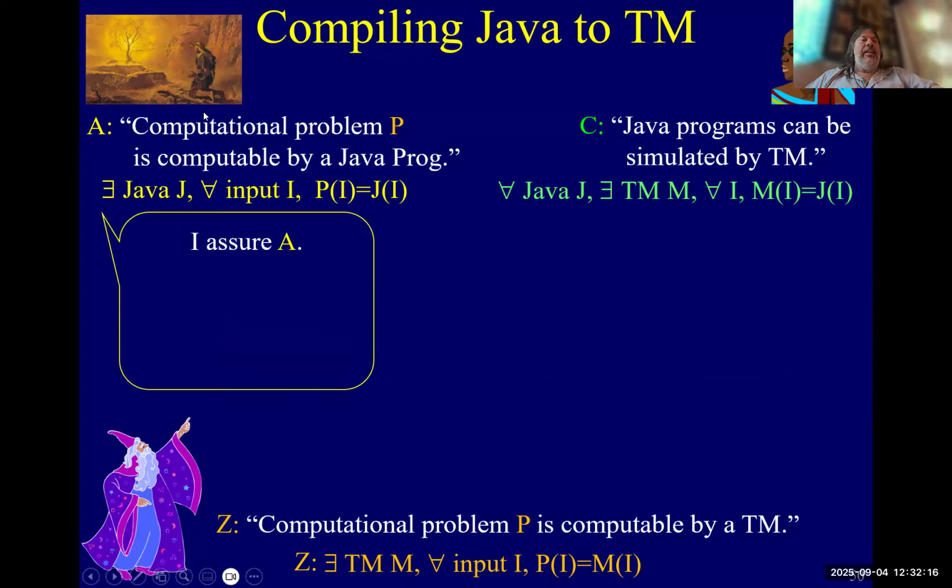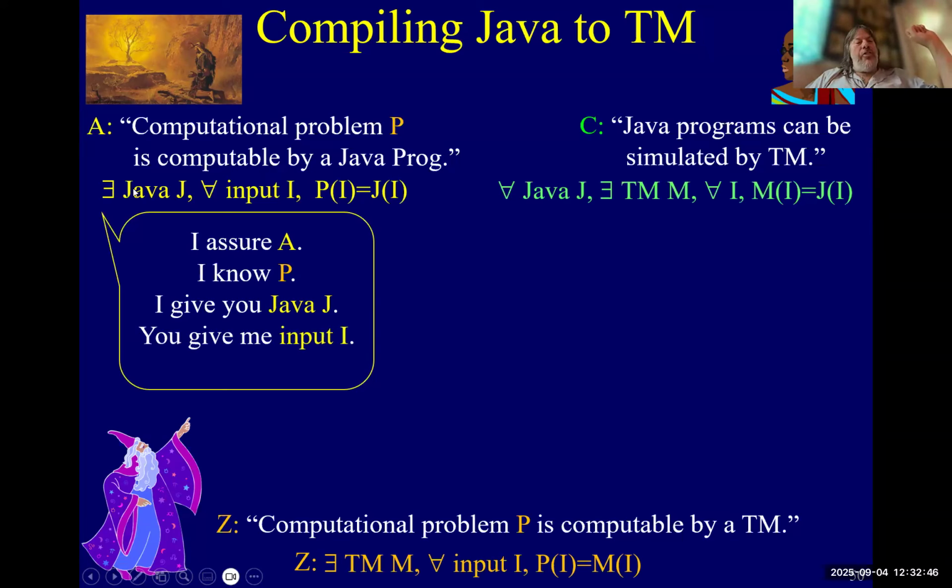And how do we do it? Well, let's first see what our oracles can do for us. What does this oracle do? Well, her job is to assure us that A is true. How does she do it? Well, she already knows computational problem P because it's a free variable. And she says there exists a Java program, right? And if she's assuring it, how does she assure you that there exists a Java program? Well, she gives you a Java program, right?